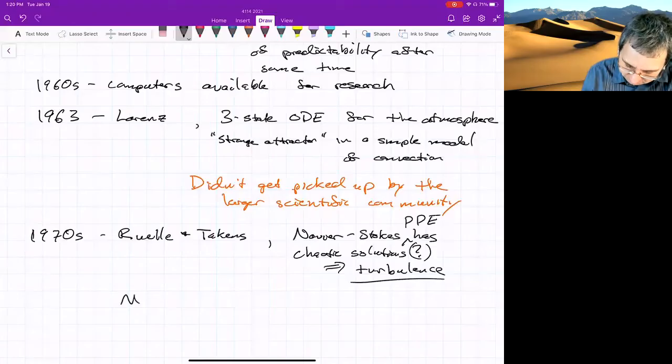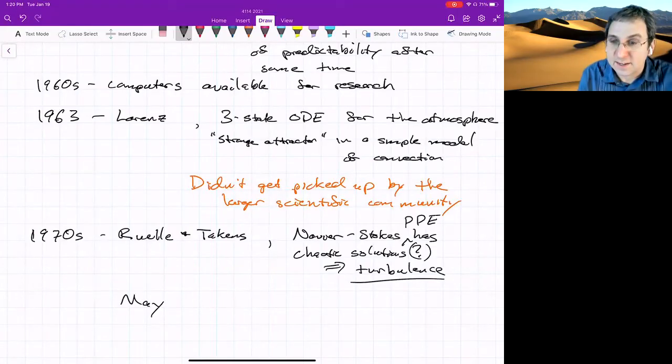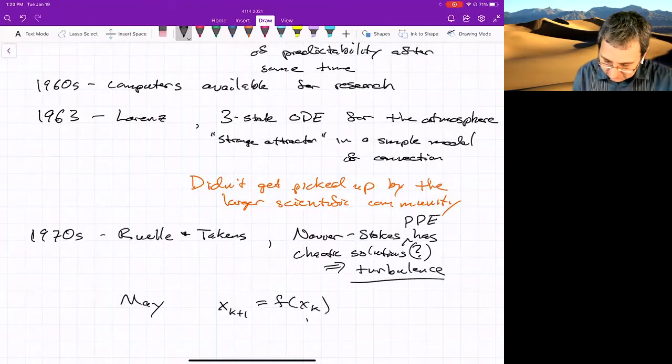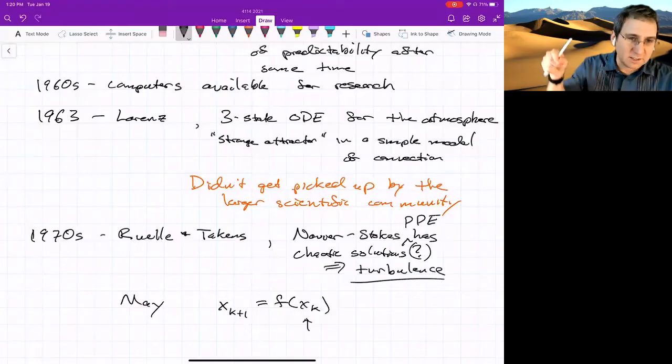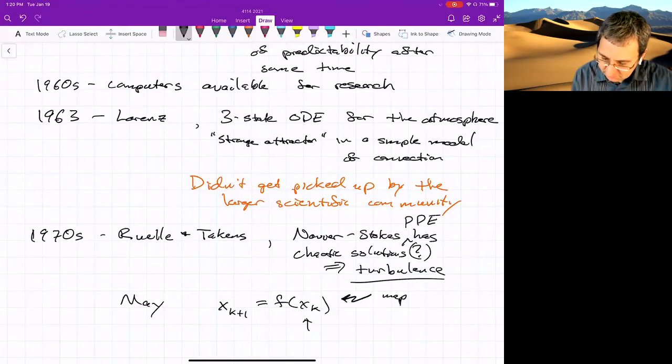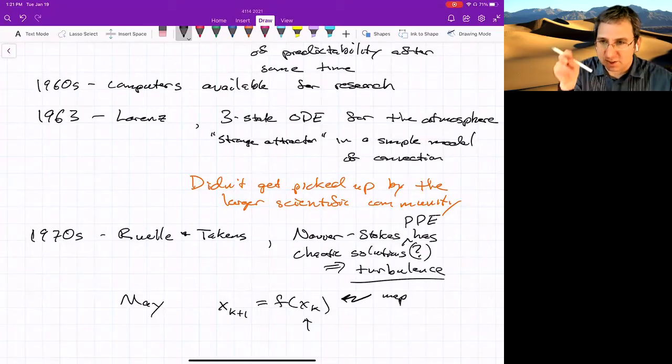What came next? Somebody named May, I forget their first name, looked at an iterated map. So iterated maps are simpler than ODEs. An iterated map would be something of the form, if you have a state x, then you basically discretize time, and so a function of x_k gives rise to x_{k+1}, the next thing. So this is called a map, or iterated map, or discrete map, and it is the most fundamental dynamical system. Ordinary differential equations can be put into map form. In fact, that's what the solvers do when you just say solve ODE. It's creating a map that takes in the state at an initial time and spits out the state at some final time. So maps are the most fundamental.